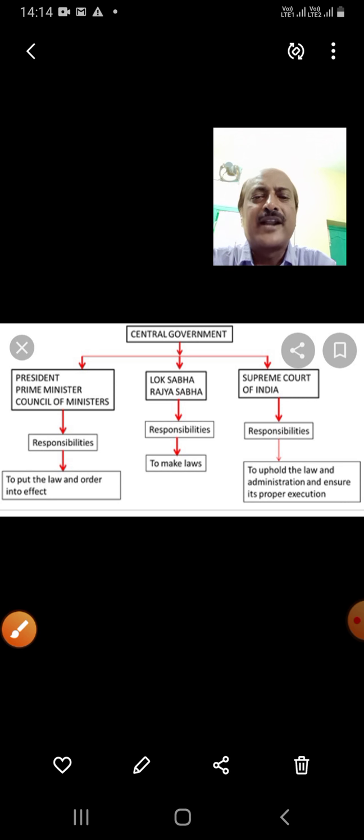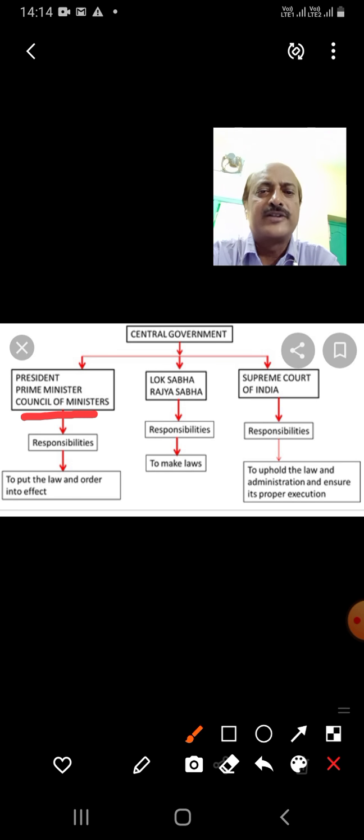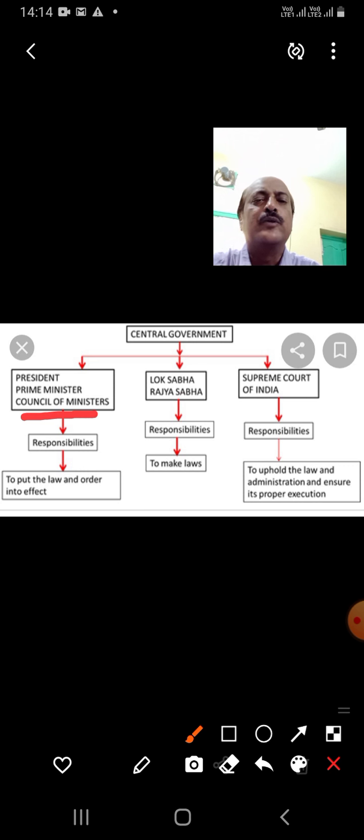This is the chart of the central government. The President, Prime Minister and Council of Ministers, like the ministers I just named: transport, health, railway, textile, coal and mining, agriculture, education. So many ministers are there, and their responsibility is to put the law and order into effect, that is, that each and everyone follows the law. It has two houses, Lok Sabha and Rajya Sabha. Supreme Court of India. It makes laws and sees that each and every state and the country follows the law. The law is the same for each and every state and for the whole country, and everyone follows that law and order.